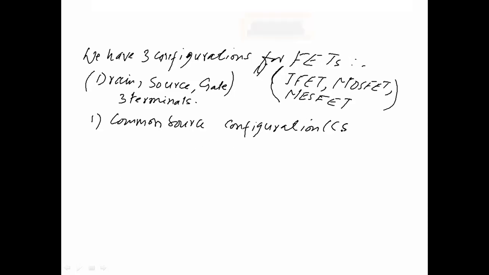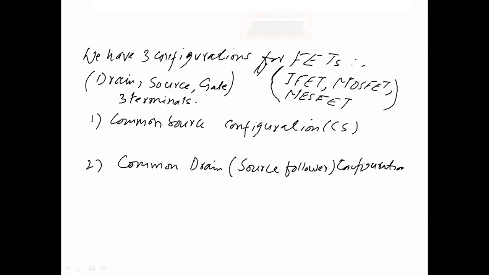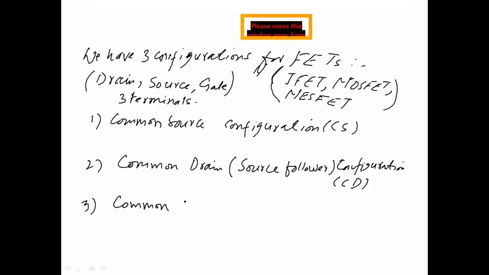we simply write it CS, common source; common drain, also called source follower configuration, we call it CD; and similarly, we have the common gate configuration.